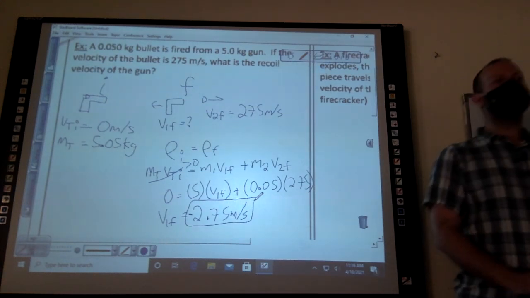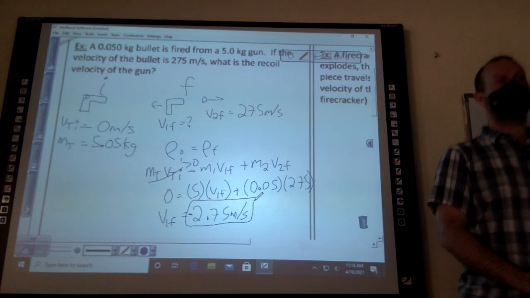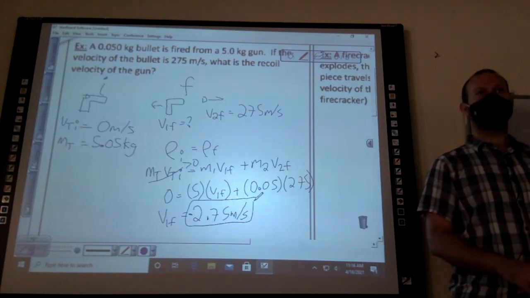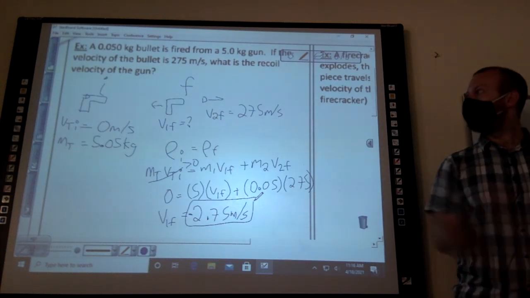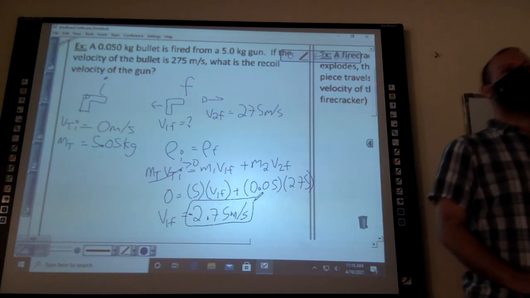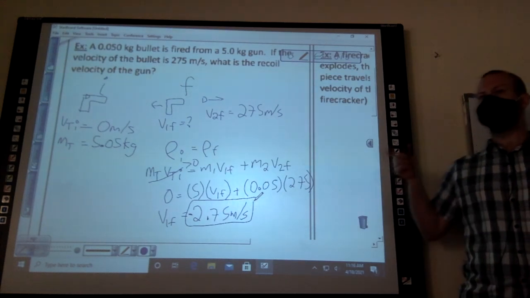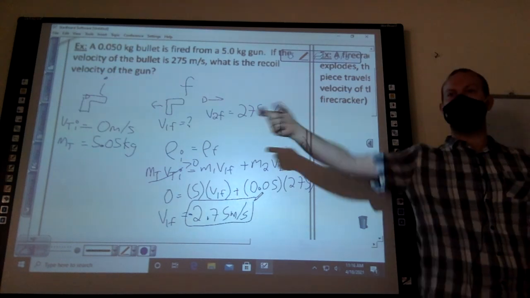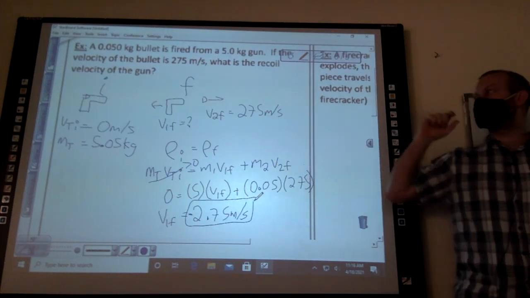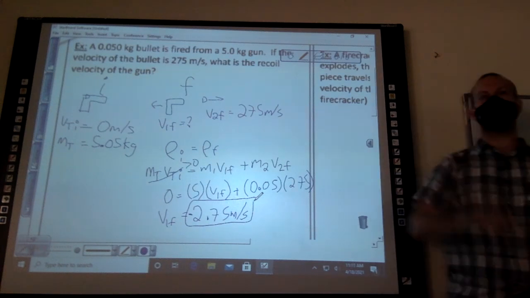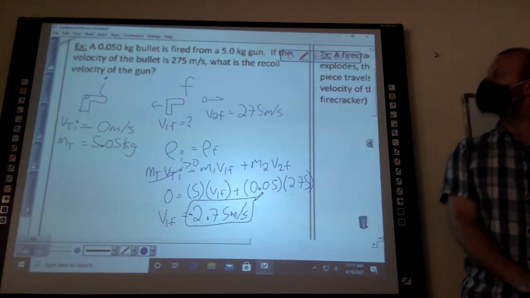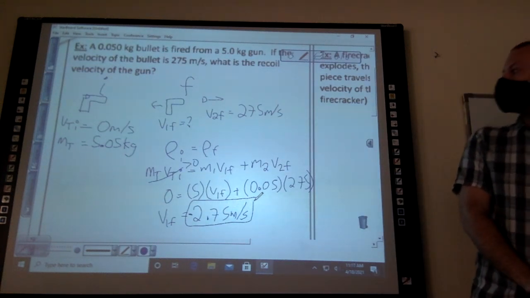Does that make sense that it's negative? No. Yeah, it does. Again, thinking about this physically. Those of you who have shot a gun, when you shoot a gun, does the gun go with the bullet? No. It goes backwards. So it makes sense. It should be negative, it should go backwards, which is what we expected when we drew this out. So we're good.